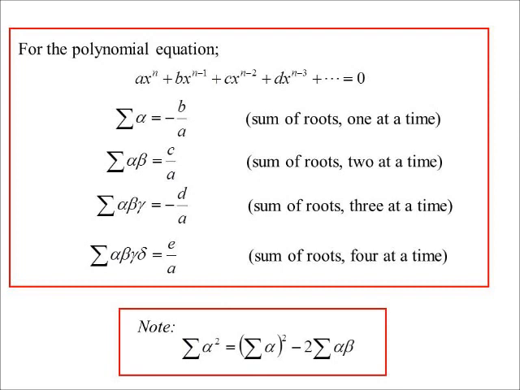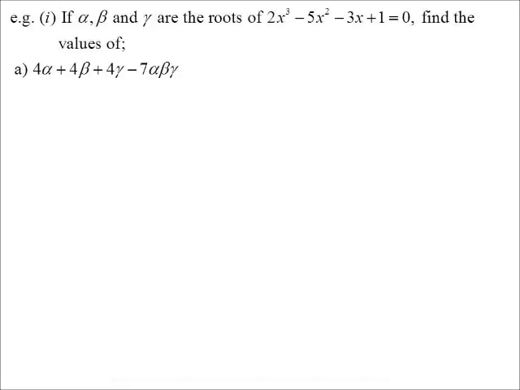The other lovely one is this, that sum of the roots squared, that pattern stays the same as well. So if I want the sum of the roots 1 at a time squared, it will always end up with the sum of the roots 1 at a time, square that, minus 2 times the sum of the roots 2 at a time. That will always be true. So let's have a look at a cubic. Let's do a cubic then.